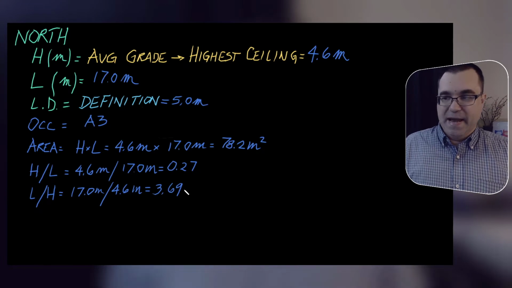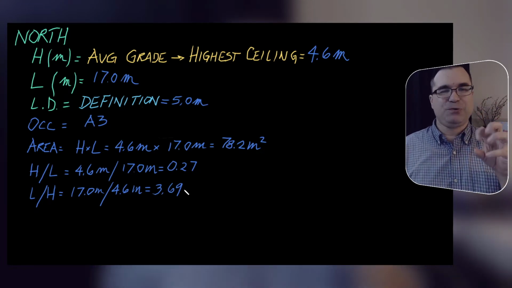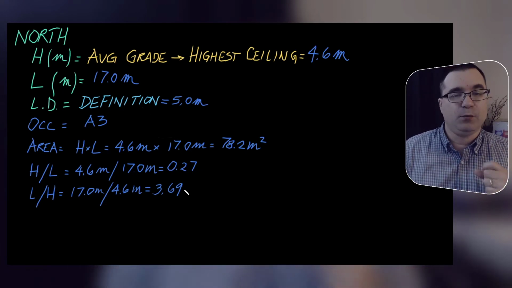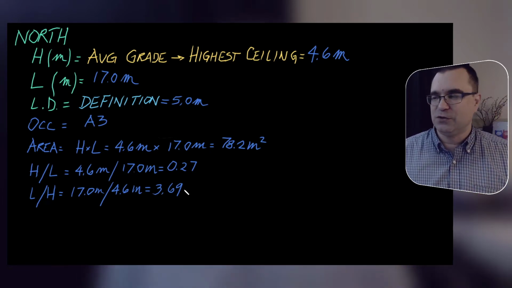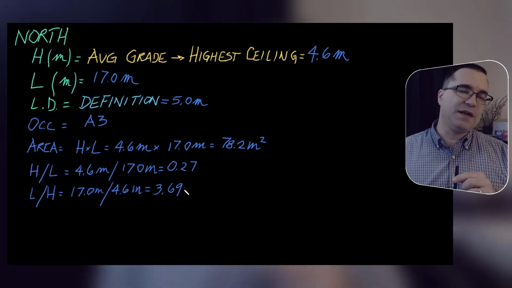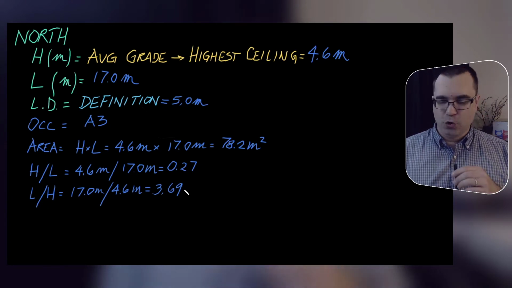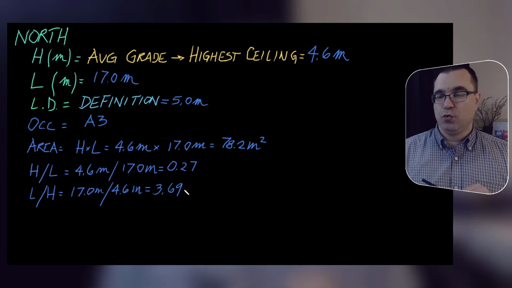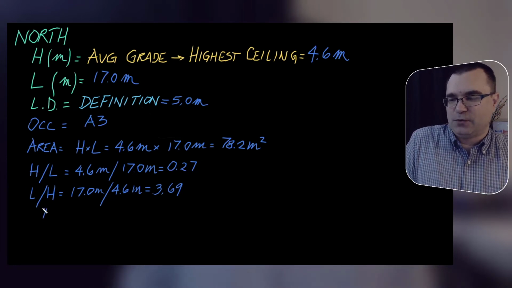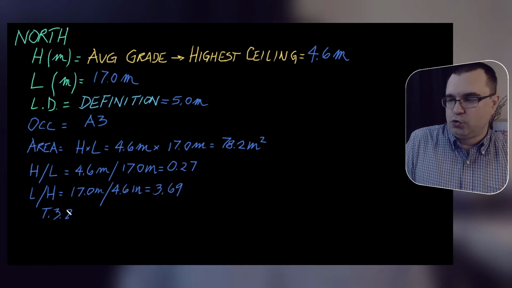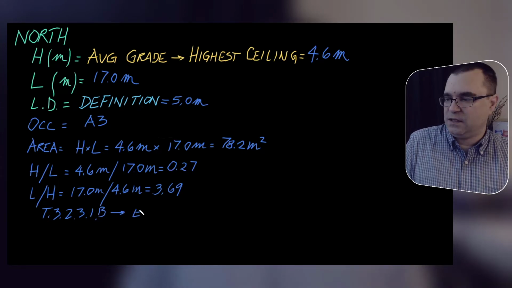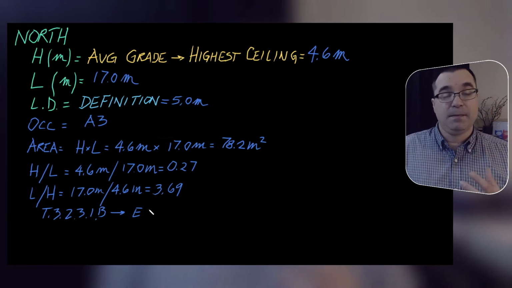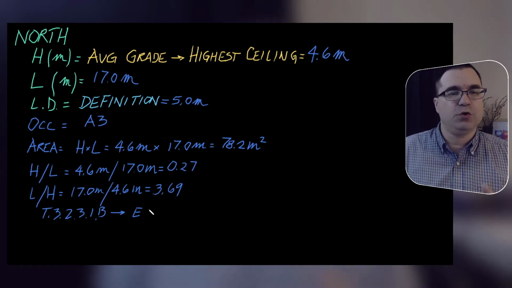Okay? Now that we have all of these numbers figured out, whatever they might mean, before we go any further we need to figure out what table. Remember those 5 tables that we figured out? Well, we have to use one of them to figure out the percentage of unprotected opening, unprotected area. So we have to look between table 3.2.3.1b all the way to the E table. It's going to be one of these 4 tables. How do we know which one to pick? I'm going to tell you and then I'm going to show you.